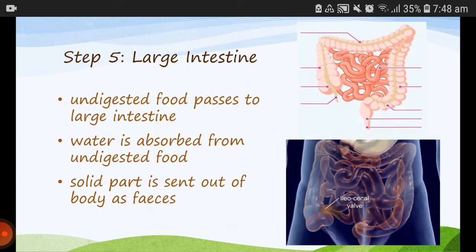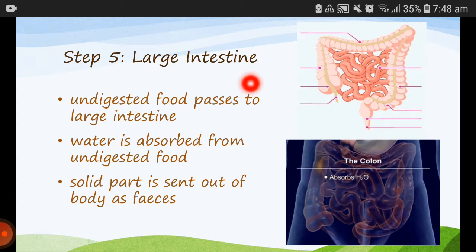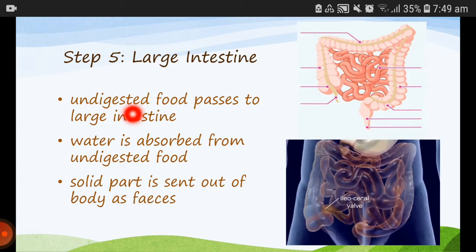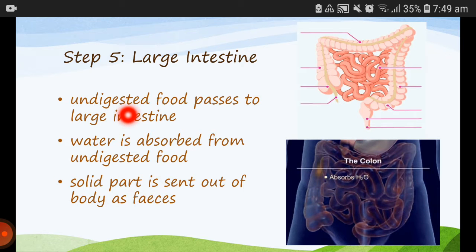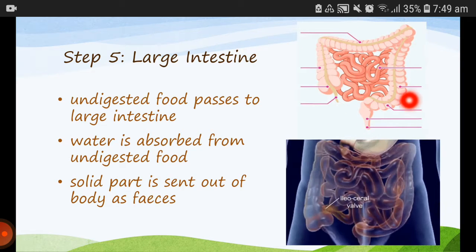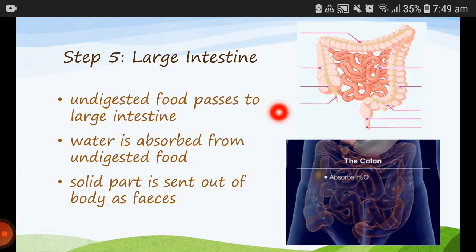Now let's move on to step number 5, that is the large intestine. Now what happens is that the undigested food, the food which is not digested, passes to the large intestine. This is the large intestine, this one. So you remember that we studied in unit number 2 that a certain type of food is not digested. Which one is that? Fibers are not digested in the human body. So those fibers and other undigested food pass to the large intestine. You have to remember that only undigested food passes to the large intestine.